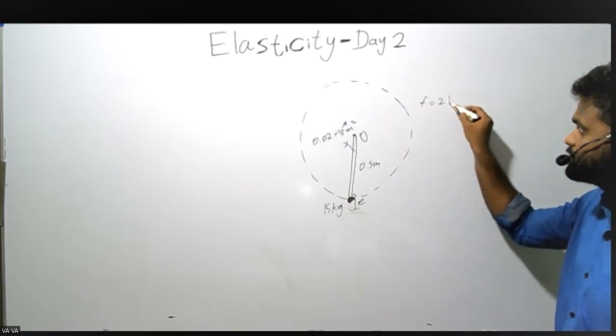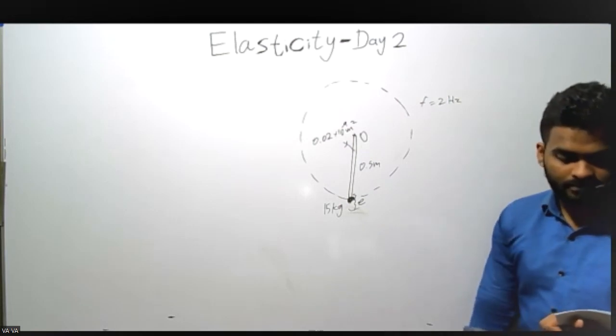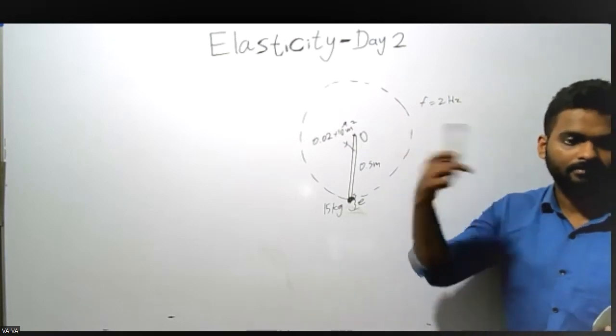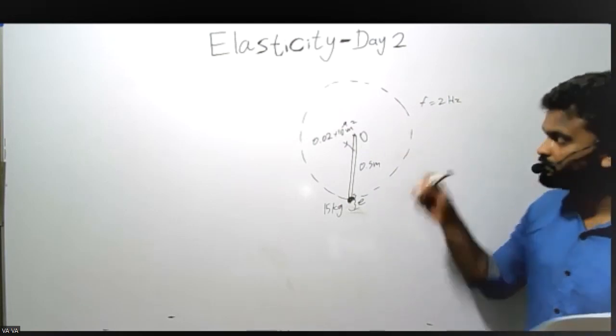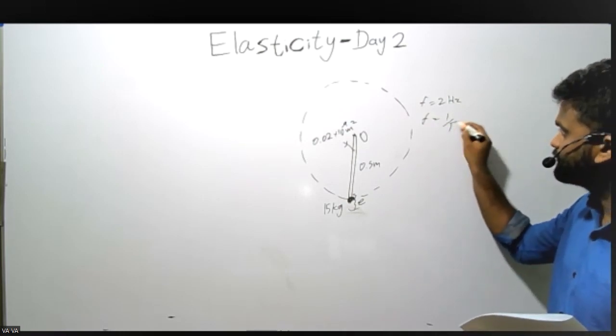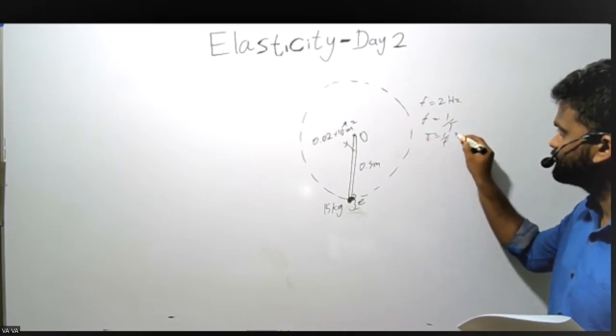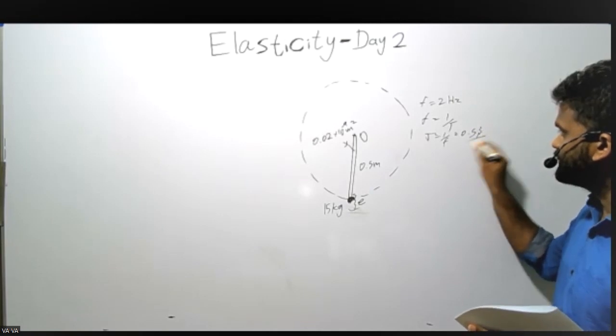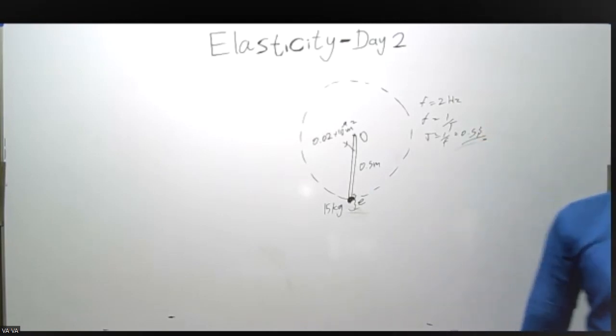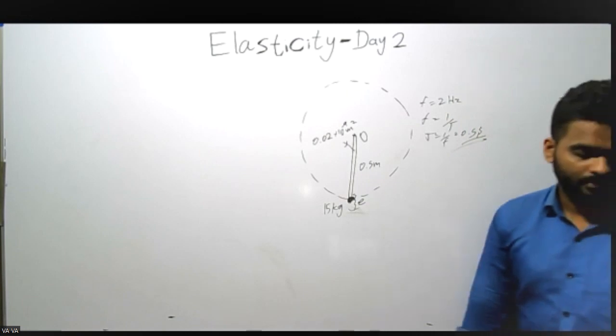Frequency is 2 Hertz. Frequency means, you know frequency? 1 over T. T is 1 over F. So it takes 0.5 seconds to complete one round, right?